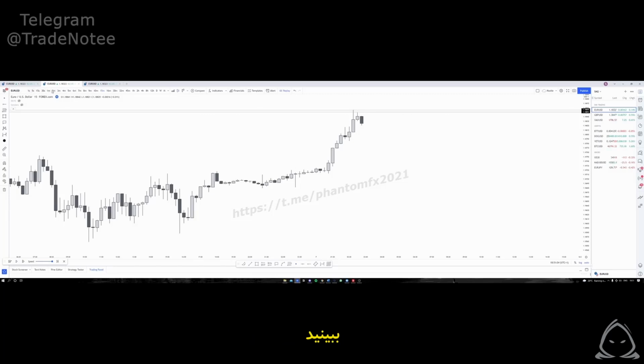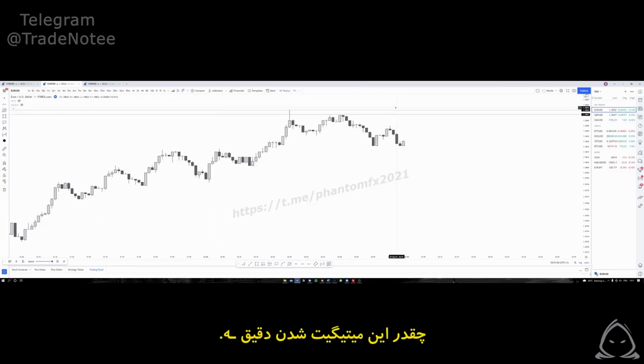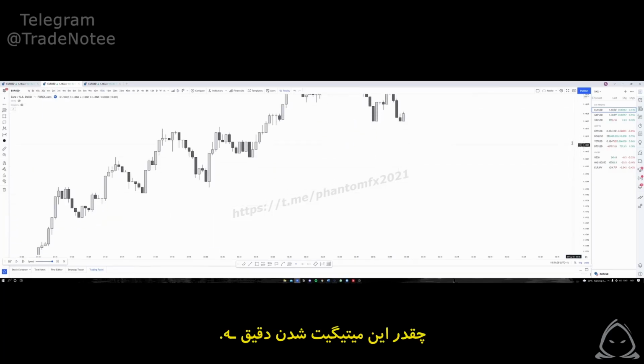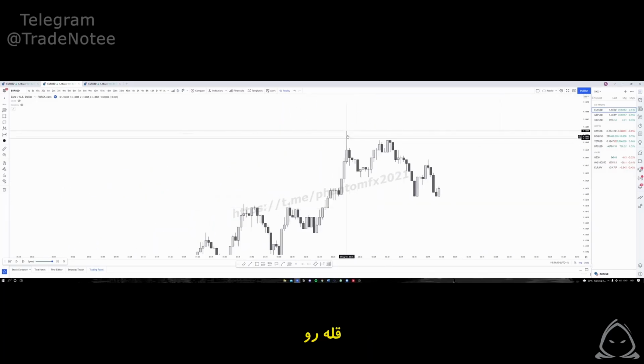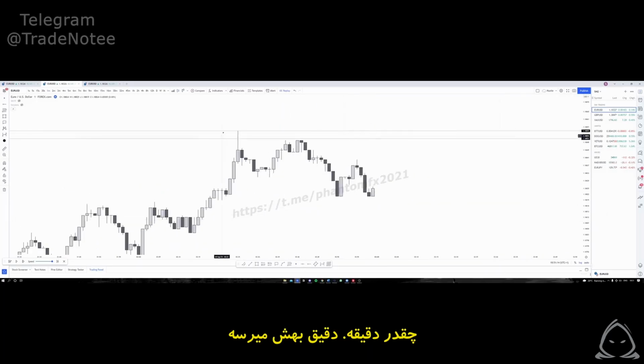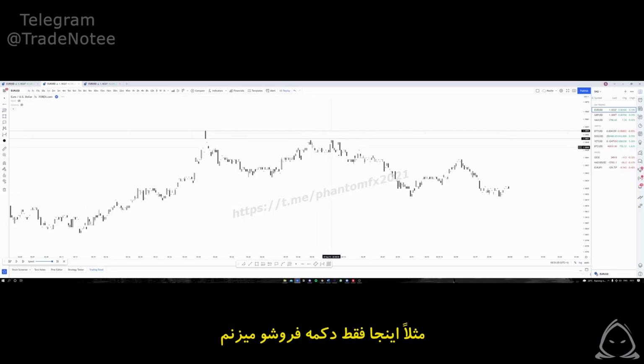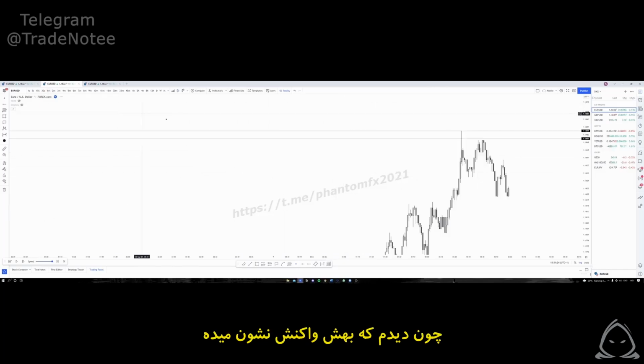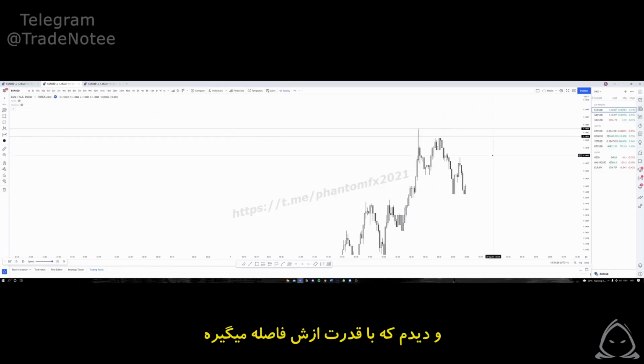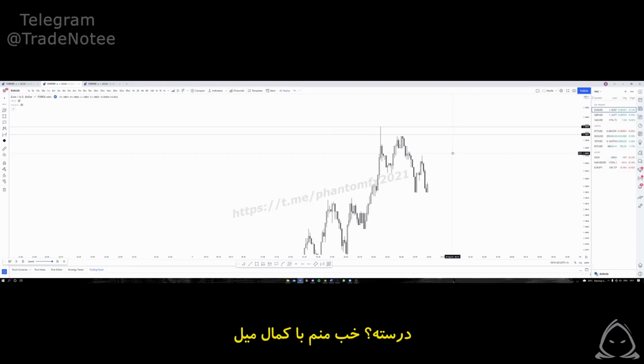Look how specific that mitigation is. It does not break the high. Look at how precise it is. It just trades into it perfectly. So this is where you'll probably find me doing something weird, like just hitting sell here or something like that, because I've seen it react to that, and I've seen it move away with aggression. So I'm more than happy to take that.